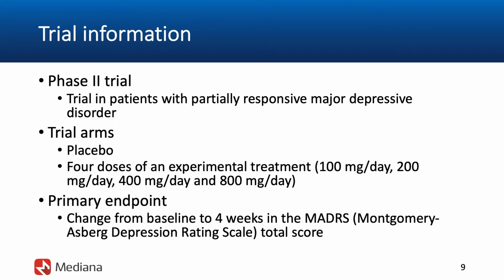The primary endpoint in this trial is a continuous, normally distributed endpoint that is defined as the change from baseline to the end of the treatment period, which is going to happen at 4 weeks. So it's a change from baseline to 4 weeks in this total score, which is known as the MADRS total score, which stands for the Montgomery-Åsberg Depression Rating Scale.